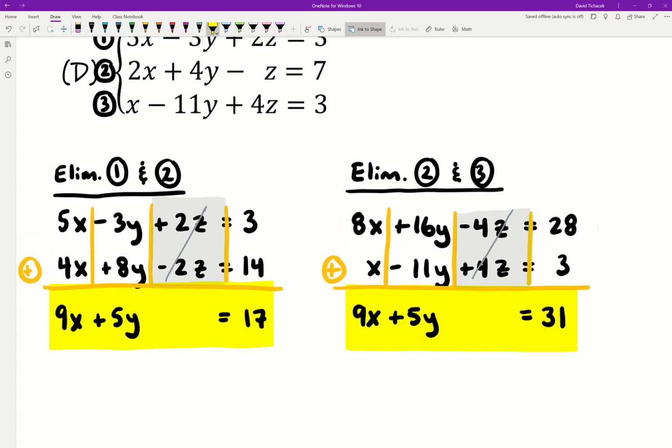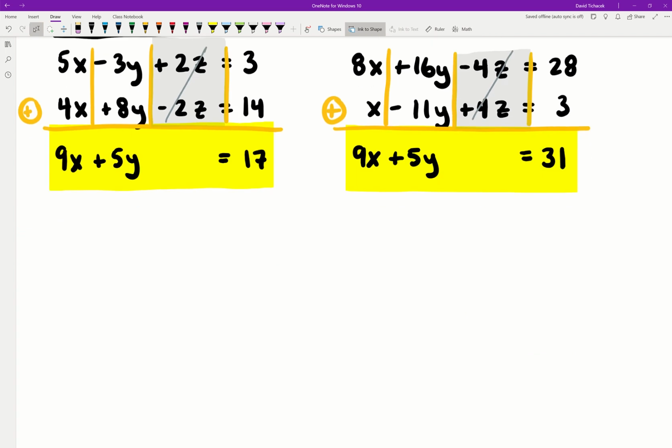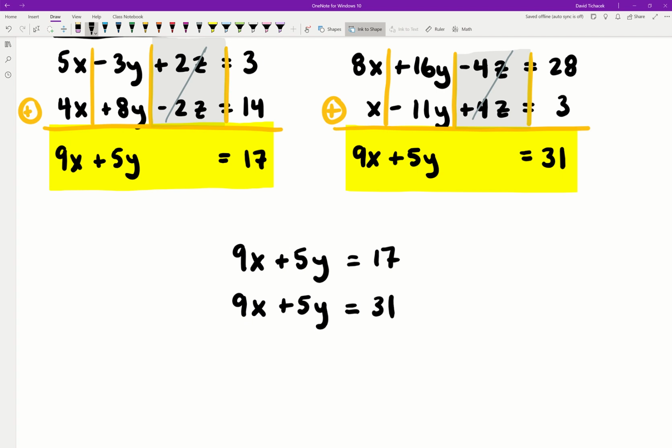Because we made sure to eliminate the same variable in both rounds of elimination, what you're going to end up seeing here is that we have two equations that both involve the exact same variables. And so we're going to treat this like its own separate system, and I'm going to solve this with some elimination here, right? So that first equation looks like 9x plus 5y is equal to 17. That other equation looks like 9x plus 5y is equal to 31. And we're going to treat this like its own separate system and solve this using some elimination here.